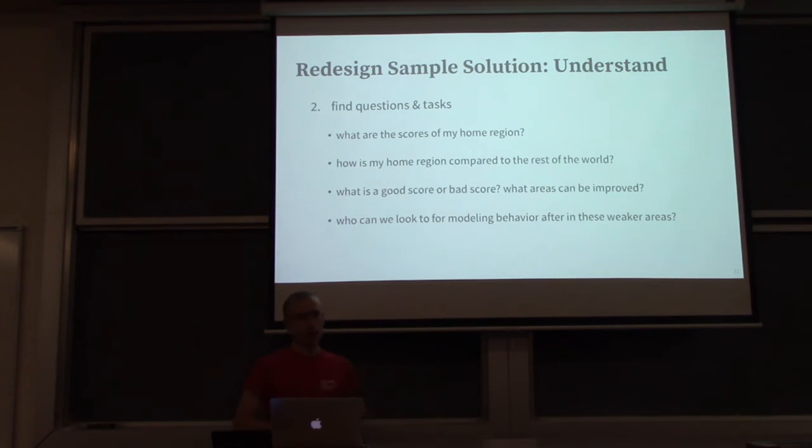And then going on to the second box is to find the questions and the tasks that users are trying to answer. Things like, what are the scores of my home region? Or how does my home region compare to the rest of the world? And these could adapt to other types of regions that you're interested in, not necessarily just the home region. And what is a good score or a bad score? Finding out information like that could be really interesting. What areas could be improved? And then maybe where could we look to improve it? Who can we look at for modeling behavior for these weaker areas? And some of these questions maybe weren't really addressed in the initial design, so that could maybe help you come up with new ways, new ideas.